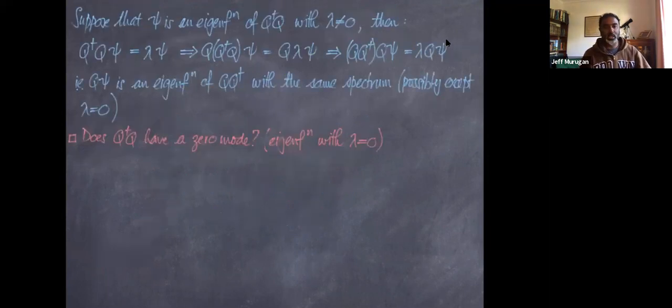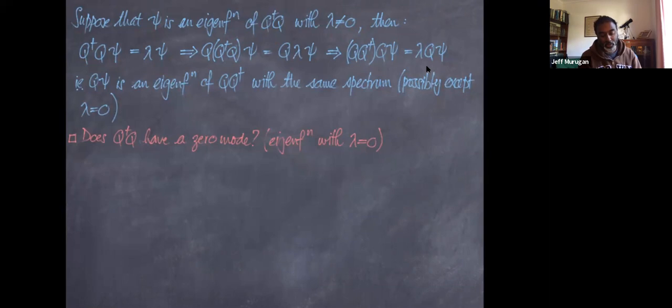So then I said, okay, suppose I have some eigenfunction of this operator q dagger q. We'll call it psi, and this thing has eigenvalue lambda. And crucially, I'm going to assume that lambda is not equal to 0. So non-zero lambda. Then q dagger q acting on psi by definition is lambda psi.